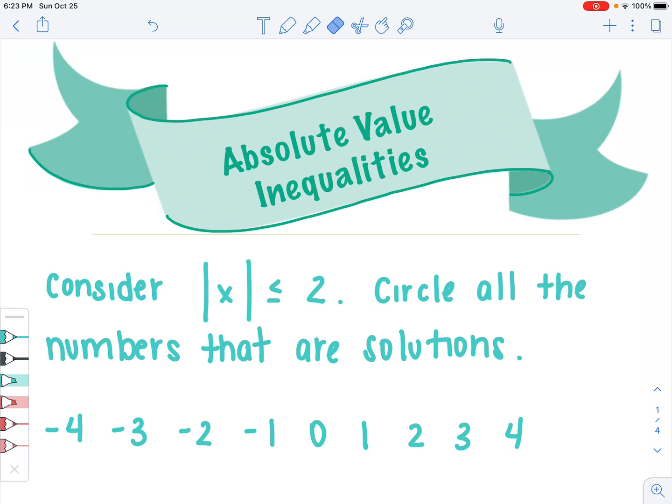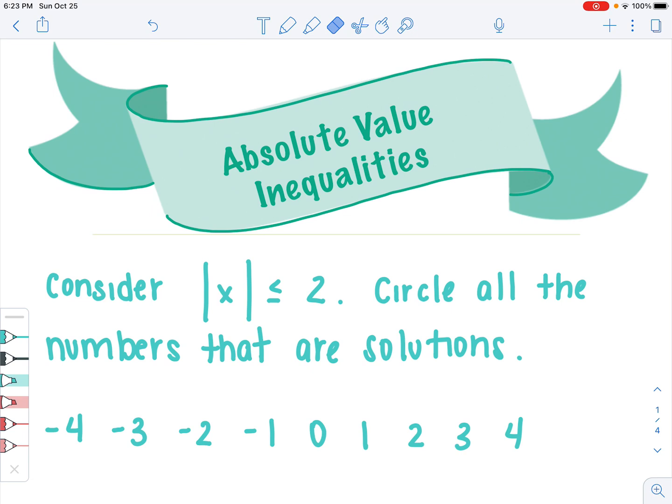The last thing we're going to look at for this chapter is absolute value inequalities, which is just, we're going to take everything you know about absolute value equations and everything you know about compound inequalities, and we're going to put it together. Because remember, when we were solving absolute value equations, we always were solving two equations, one for the positive answer and one for the negative answer. So now we're going to be solving two inequalities, one for the positive answer and one for the negative answer.